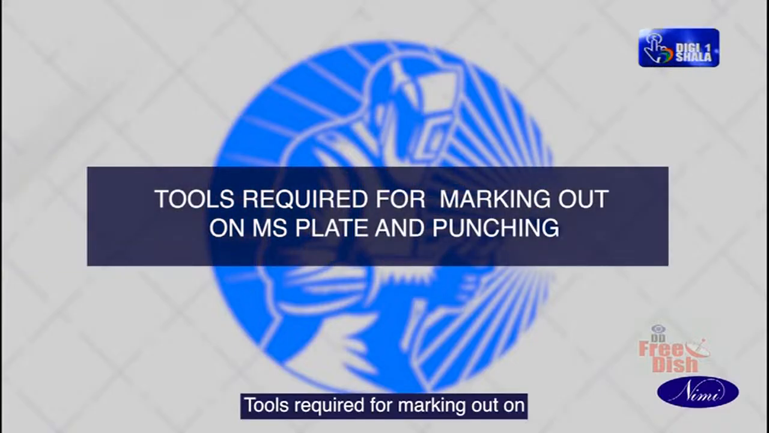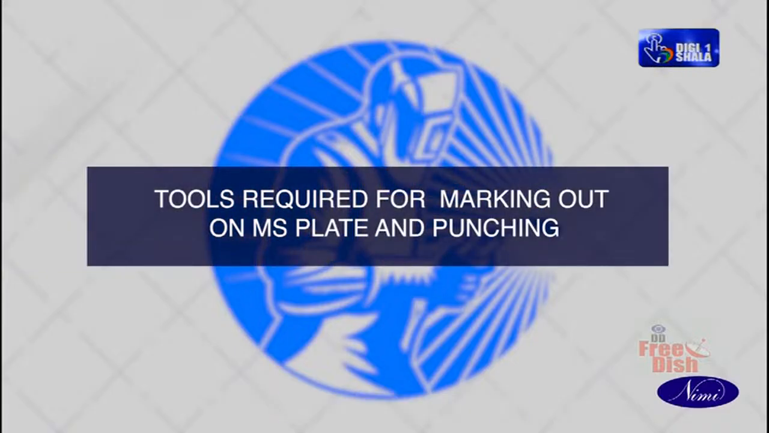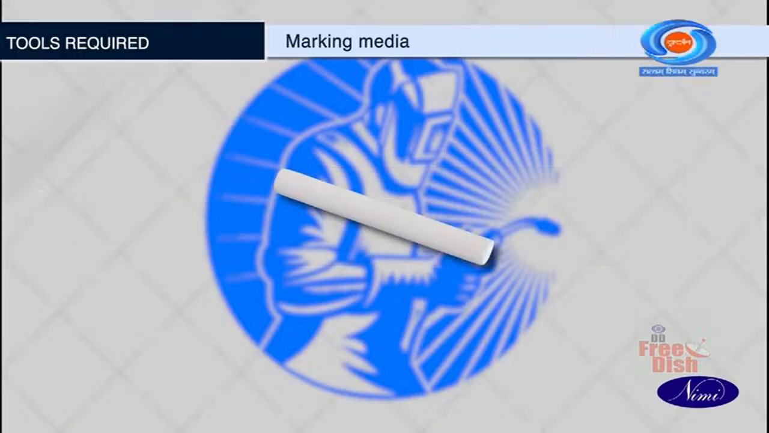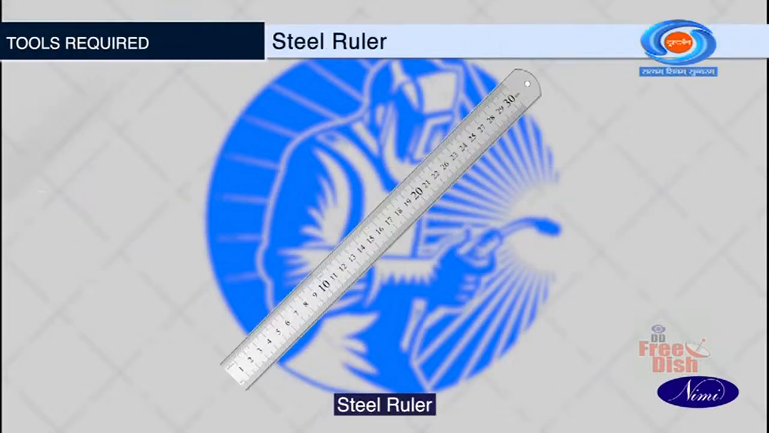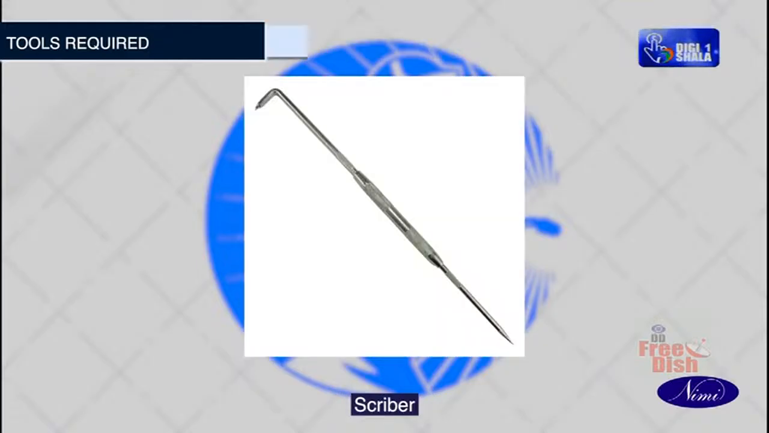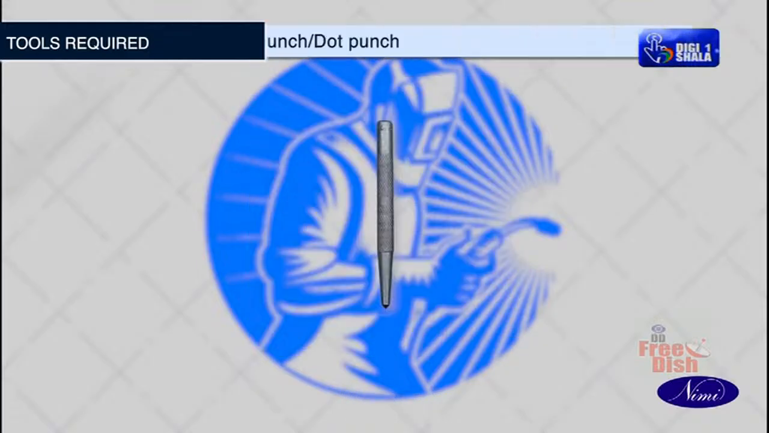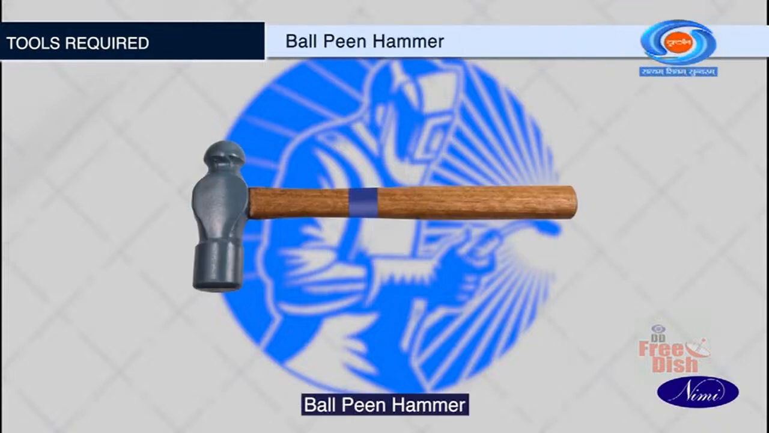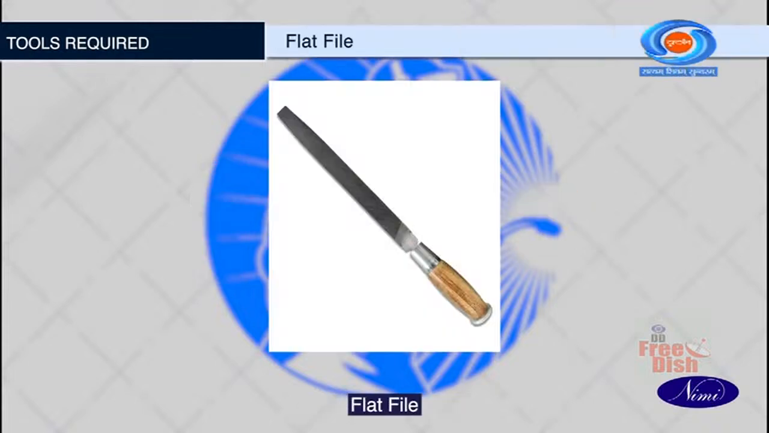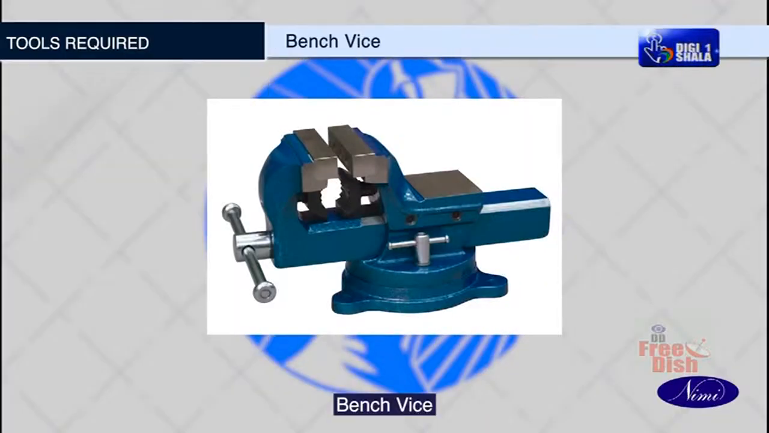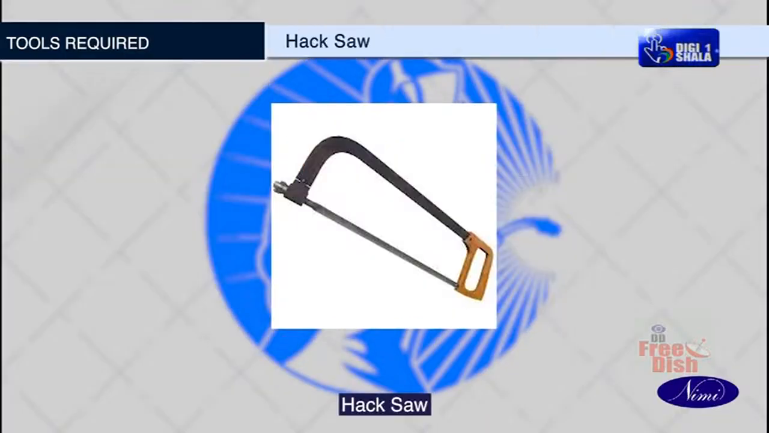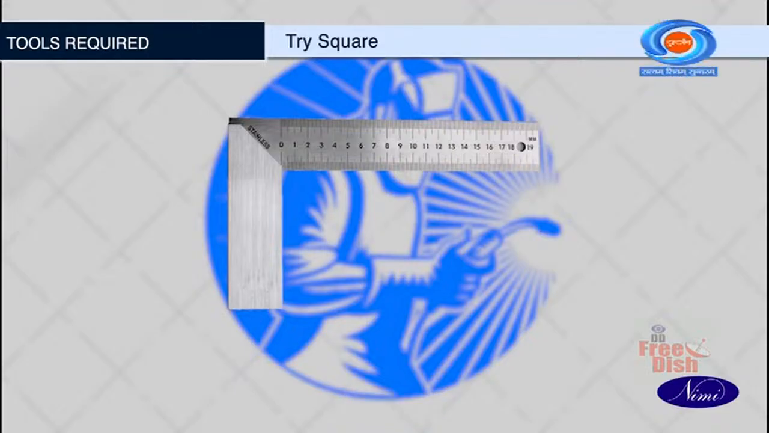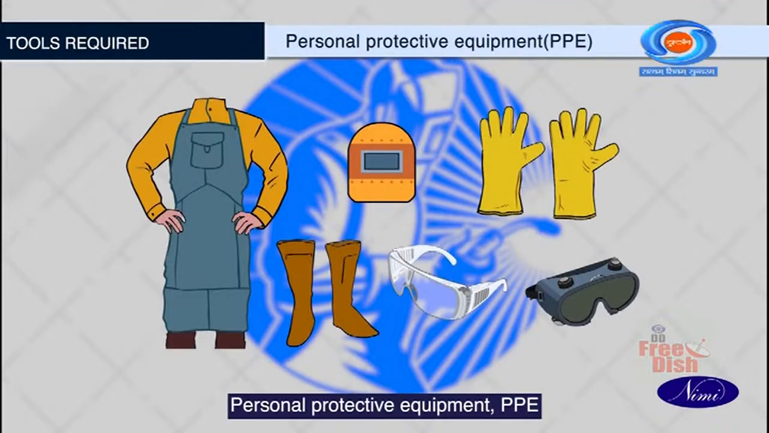Tools required for marking out on MS plate and punching. Marking media, steel ruler, scriber, prick punch or dot punch, ball peen hammer, flat file, bench vise, hacksaw, tri-square, personal protective equipment PPE.